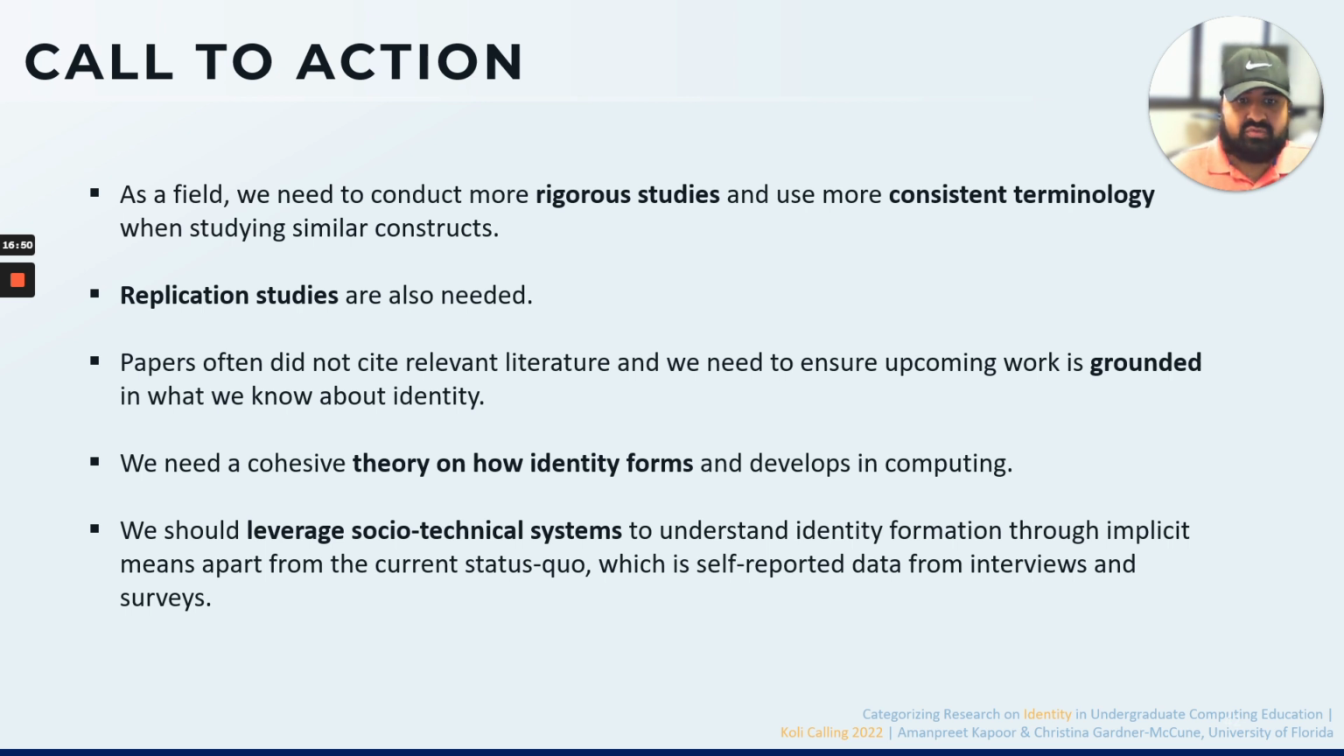Finally, we need to have a theory that blends all these factors together and suggests how identity forms, and there is scope for using socio-technical systems to understand identity formation through implicit means, apart from the current status quo, which was primarily either interviews or surveys.